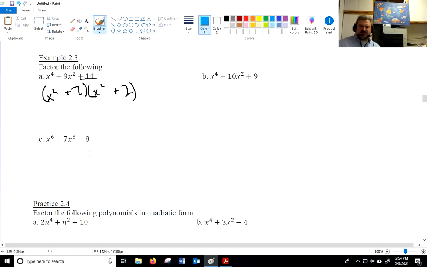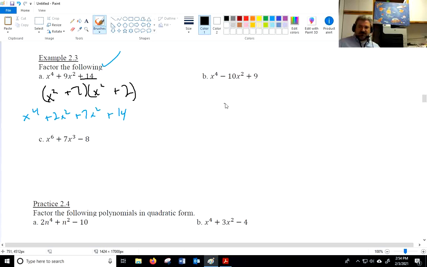Let's FOIL to make sure. First is x squared times x squared. That's x to the 4th. Outer is x squared times 2. That's plus 2x squared. Inner is 7 times x squared, so plus 7x squared. And then lastly, a plus 14, which would give me x to the 4th plus 9x squared plus 14.